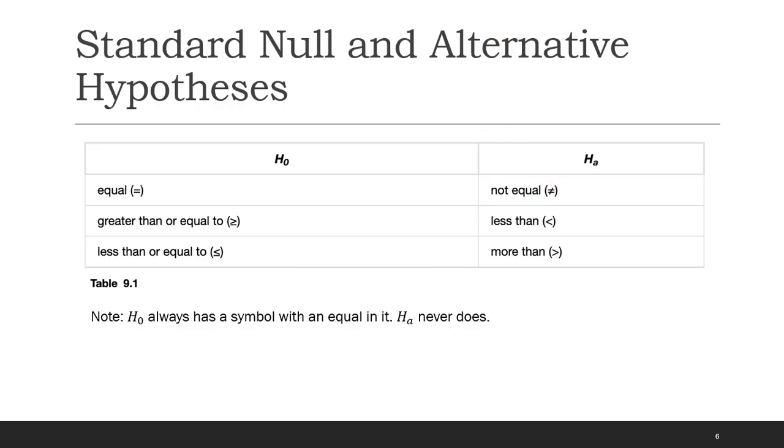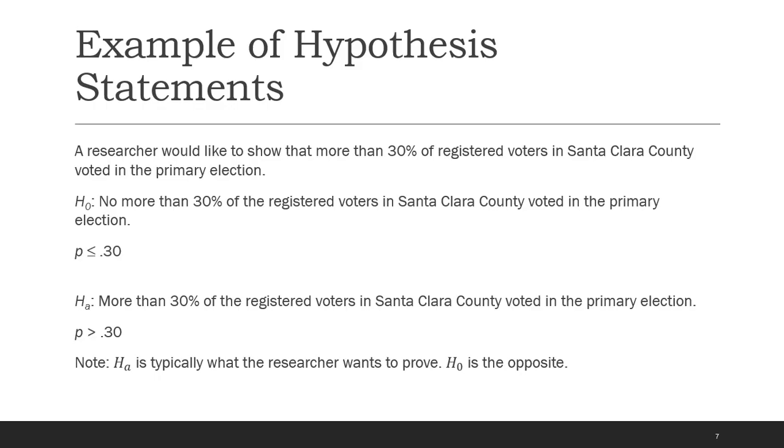Okay, so now that we've talked about the general idea with this, let's pivot into trying to understand how we actually set up these hypotheses. Okay, so here's the situation. A researcher would like to know, or would like to show, that more than 30% of registered voters in Santa Clara County voted in the primary election. So this is what the researcher is trying to prove.